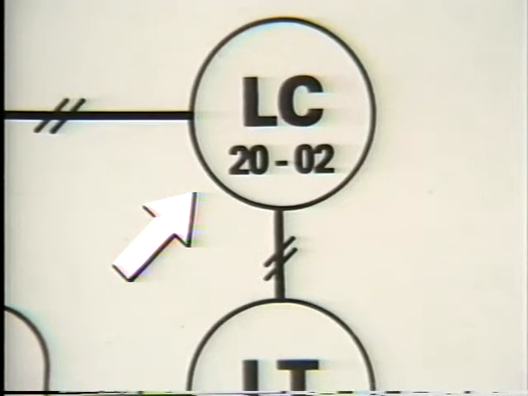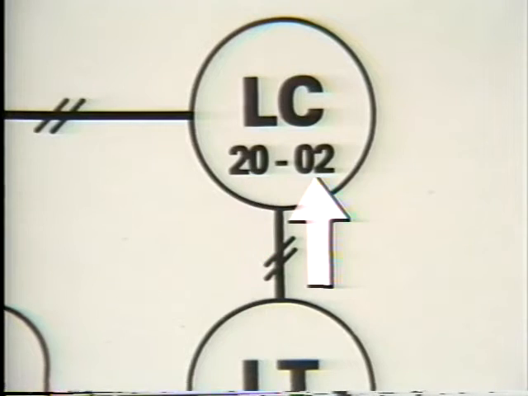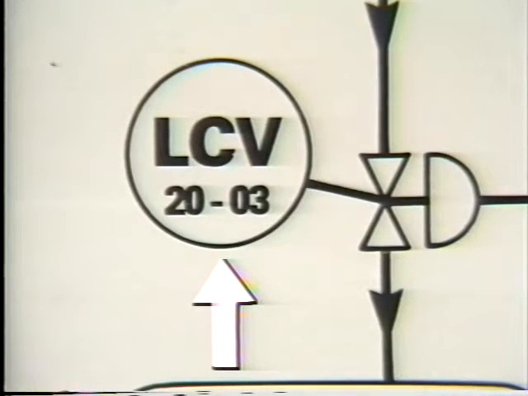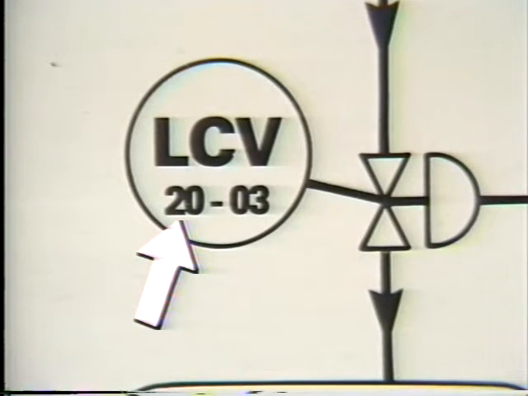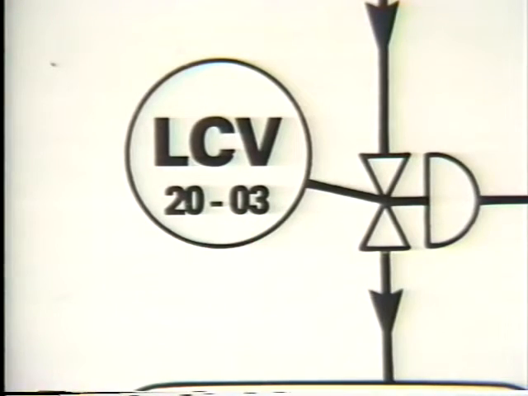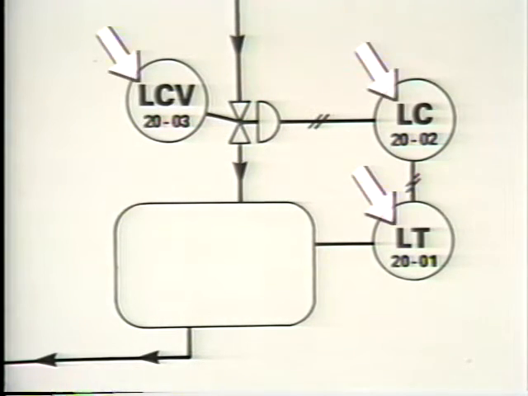This is a level controller. It's also in control system number 20, and it's the second instrument in the system. And this is a level control valve, also in control system 20, and the third instrument in the control system. Since all of the instruments in this control system perform functions for the same process variable, level, this means that this is a level control system.